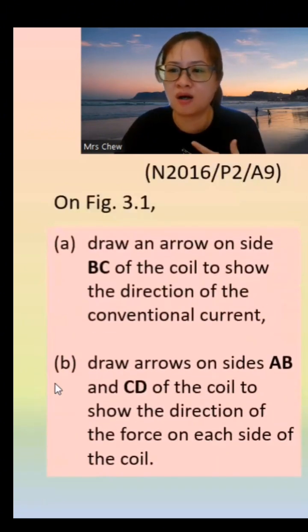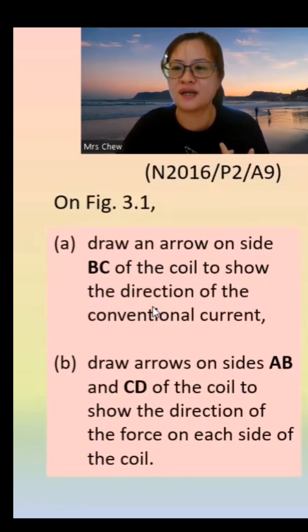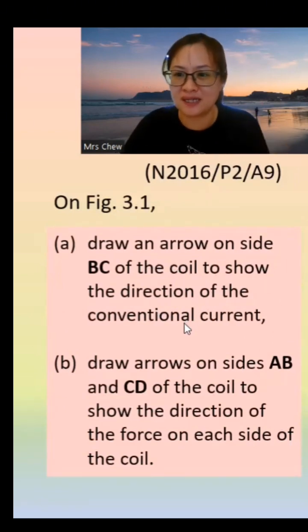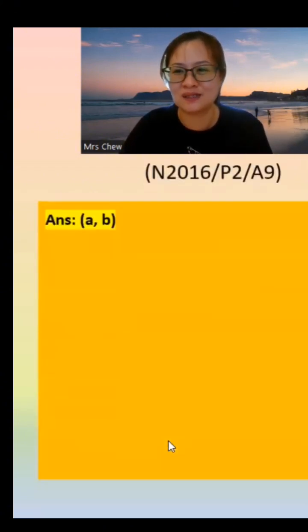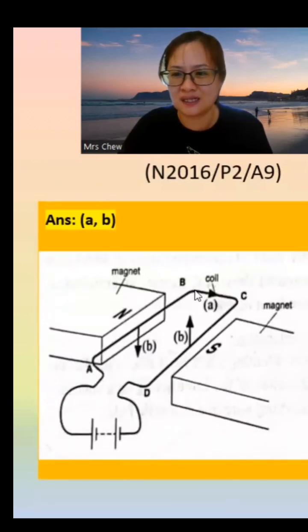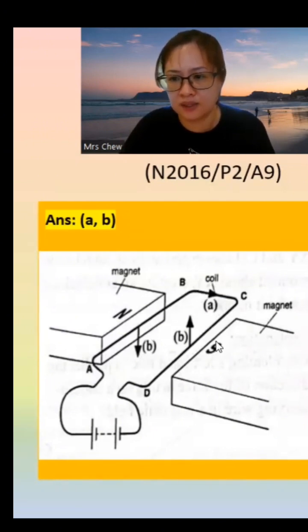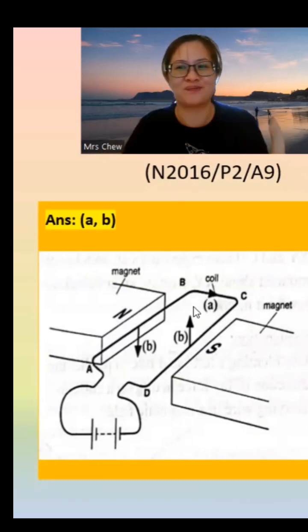So they ask you to draw an arrow to show the direction of the conventional current, which I already did, and also draw arrows to show the direction of the force, which Mrs. Chu also did. So let's take a look at the answer. This is the direction of the current here, but they ask you to draw in this section, so you draw in this section, and this is the direction of the force downwards. This is the direction of the force upwards. All right. So that's it.